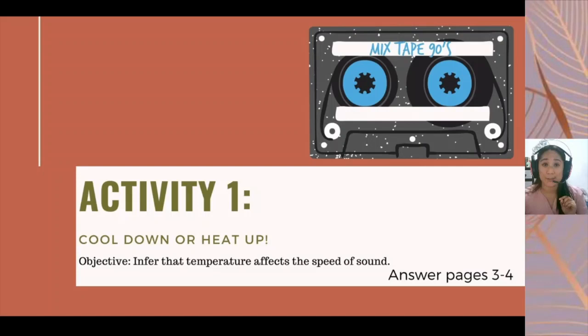So, sa desert, 45 degrees Celsius, ang init. Sa dagat, 20 degrees Celsius. And then, sa snow naman, negative 5 degrees Celsius. So, mula sa mataas, sa medium, and then sa pinakamalamig. Ngayon, using the illustration, complete the table.